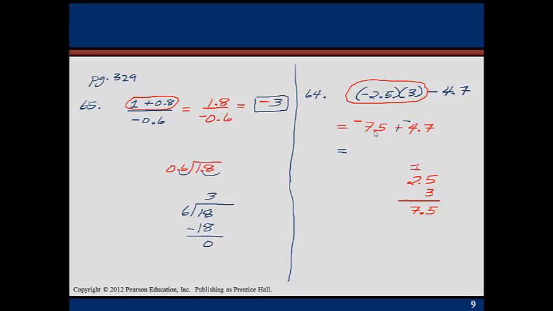Both of our numbers are negative, so we know our answer is going to be negative. And because they have the same sign, we're just going to add the numbers and keep the sign. So 7.5 plus 4.7 is 12.2, but it's going to be negative 12.2.